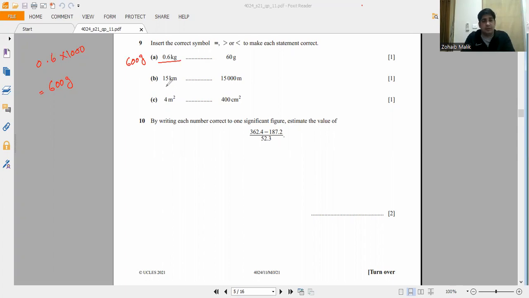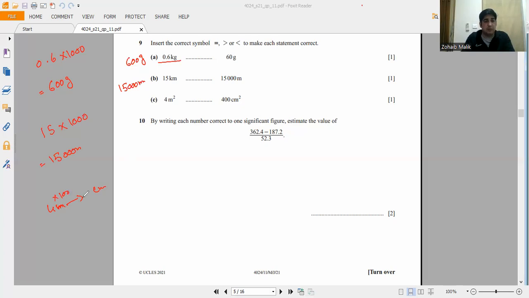Okay, this is 15 kilometer and 15,000 meter. So if you want to change 15 kilometer into meters, so there are 1000 meters in 1 kilometer, so this is equal to 15,000 meter. So this means 15,000 meter, and this is 4 meter square, 400 centimeter square. If you want to change 4 meter into centimeter, then simply multiply by 100.